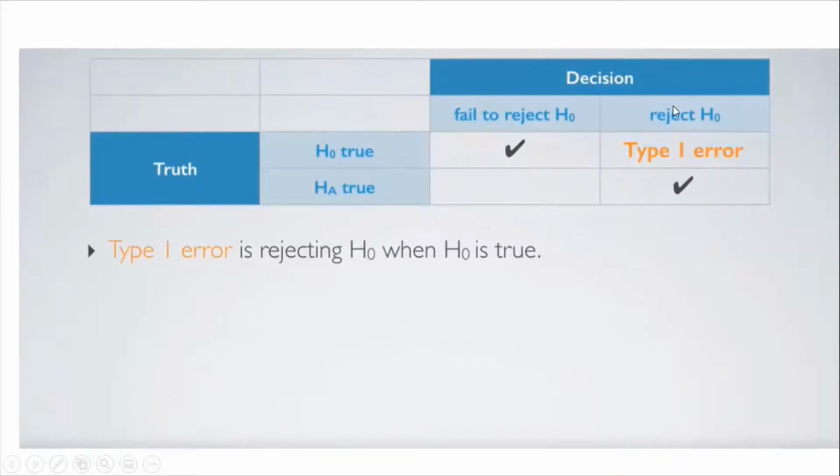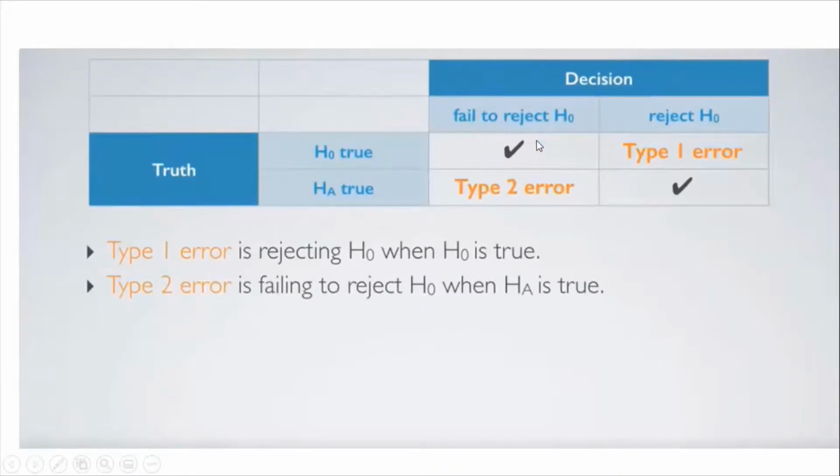What if we reject the null hypothesis when the null hypothesis is true? It is called a type 1 error. Just remember, a type 1 error corresponds to the significance level. Type 1 error is rejecting the null hypothesis when the null hypothesis is true. And then we have the type 2 error. When the alternative hypothesis is true, we fail to reject the null hypothesis.